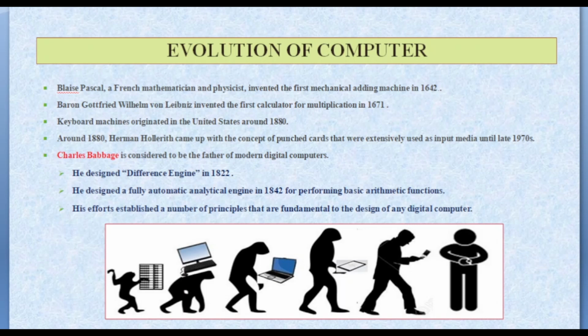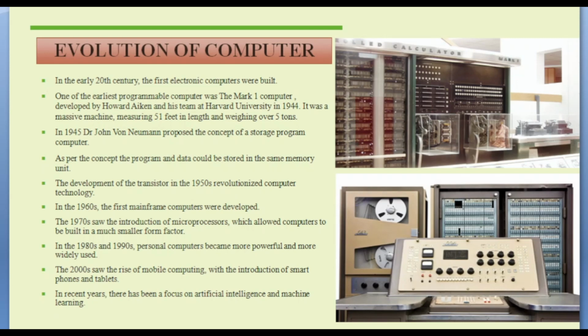The first mechanical computer was created in the 19th century by Charles Babbage, and it was called the analytical engine. The analytical engine was designed to perform complex computation. In the early 20th century, the first electronic computers were built, and they used vacuum tubes to process data. One of the earliest programmable computers was the Mark I computer, developed by Howard Aiken and his team at Harvard University in 1944. You can see the picture of the Mark I computer.